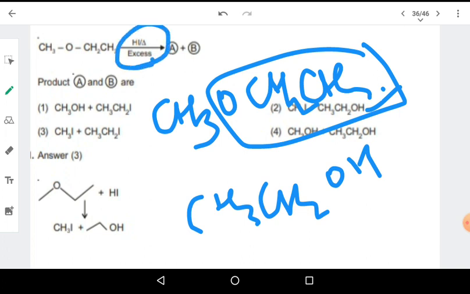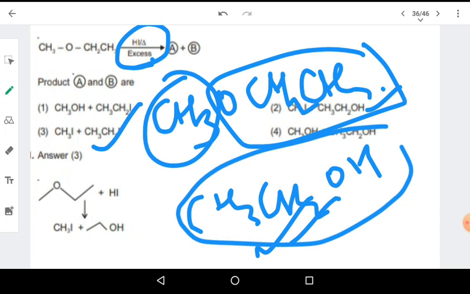Now since it is taken in excess, what we should do is treat this one again with HI because there is a possibility that alcohols can also react with HI, right? So we have to carry out that reaction because even after the first round of reaction there is enough HI left for another round of reaction. So when we carry out another round of reaction, we get CH3CH2I. So we get CH3I as the first product and CH3CH2I as the second product. So the answer should be option number 3.